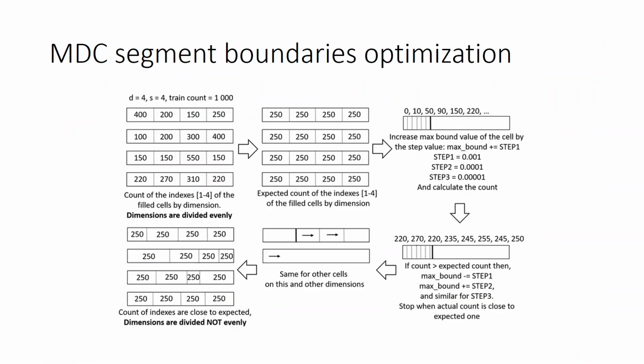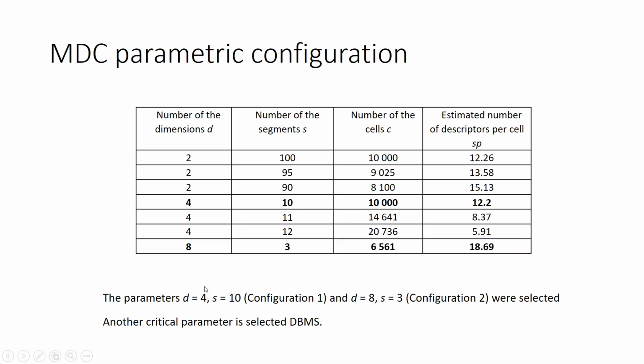Here is an example of optimizing the boundaries of these segments. Firstly, you can see these dimensions are divided evenly, but the counts of the values are not equal. Then we move the boundaries up and down, and as a result we can see the dimensions are divided not evenly, but the counts are even.